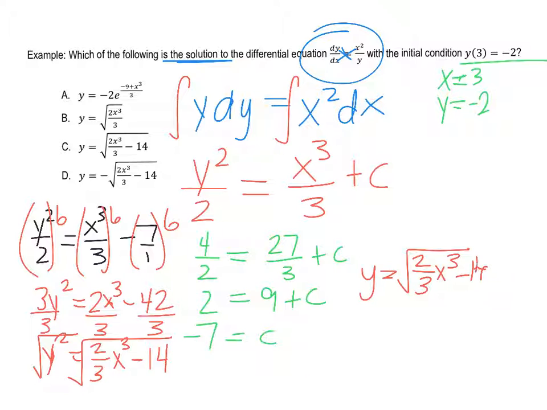But remember, when you take the square root, you get a positive and a negative answer. Look at our initial condition. See how the y value is negative? That means when I plug in x is 3, I need the y to be a negative number. So I need to make sure that I have a negative for the square root, because when I take the square root of a positive number, that's just going to give me another positive. So in order to make it a negative number, to get that negative 2, I have to have the negative in front of the square root. So my answer is choice D, the negative square root of 2/3 x cubed minus 14. Alright, and that's it.